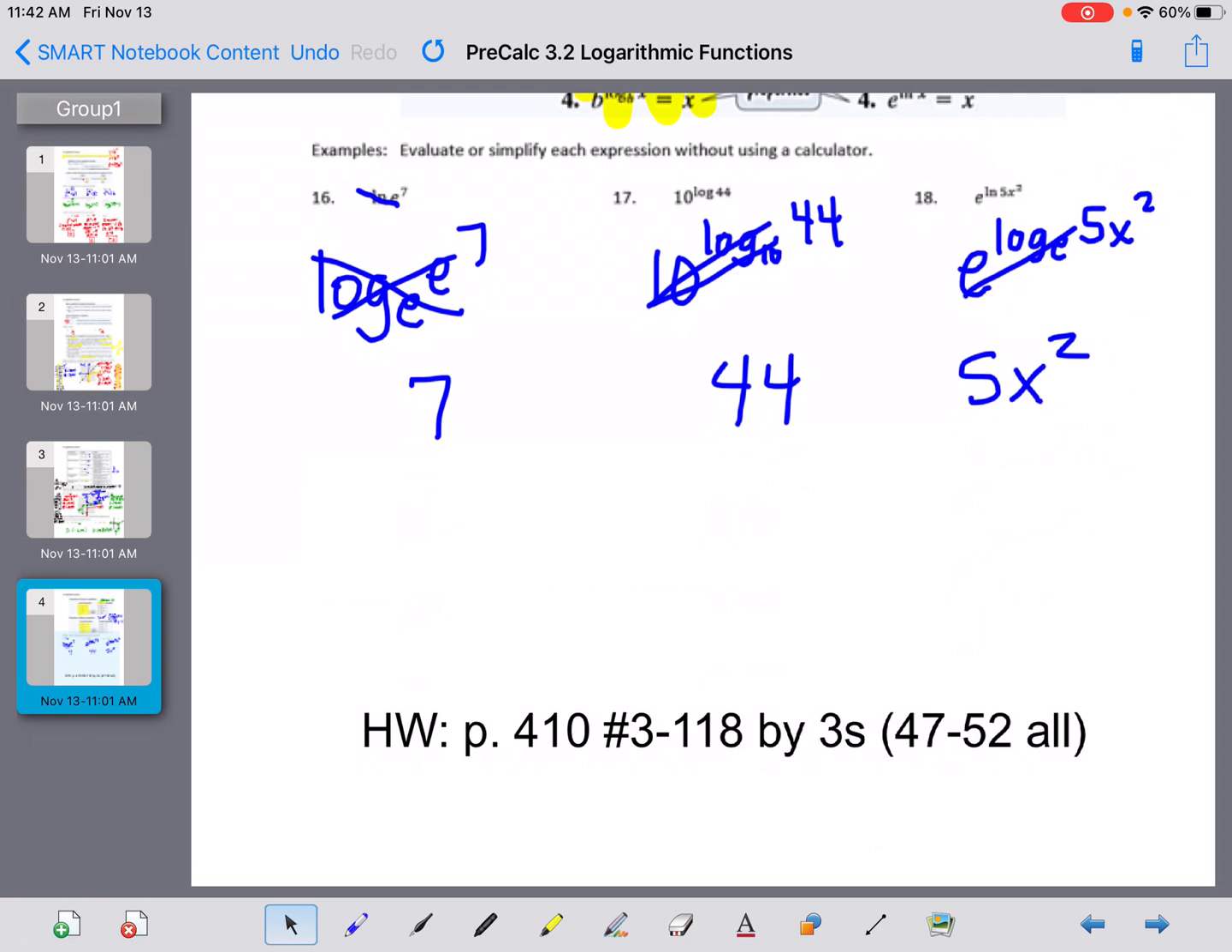So please practice page 410, 3 through 8, 118 by 3s, 47 through 52 all. That's that graphing thing again, comparing the graphs. Please, please, please practice a few graphs. That is probably one of the most difficult things when people go to that test review at the end. They're like, how do I graph logs? Remember, change it to an exponential equation, make your XY chart, plug in for Y and solve for X, and then use those as your ordered pairs. If you have questions, let me know.